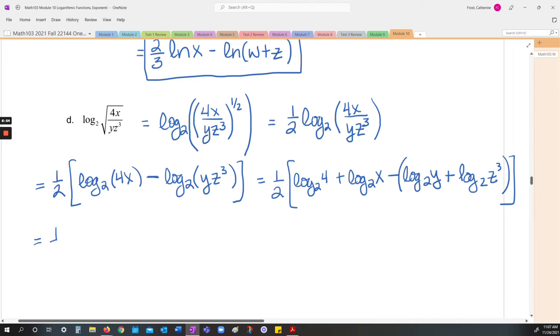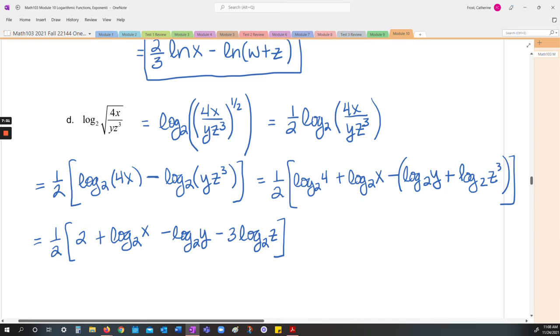So now we've got equals 1/2. So log base 2 of 4, we can actually figure out what that is. 2 squared is 4, so this is just 2. And then plus log base 2 of x. And then I'm going to have minus log base 2 of y. And then minus, and let's go ahead and use the power rule for the z cubed and bring the 3 out. So minus 3 log base 2 of z. And it's perfectly fine to just leave your answer like this.